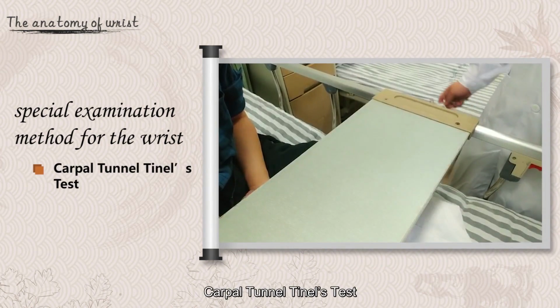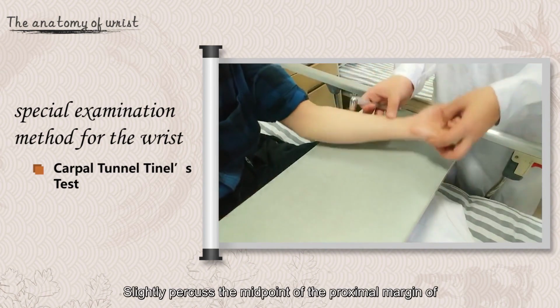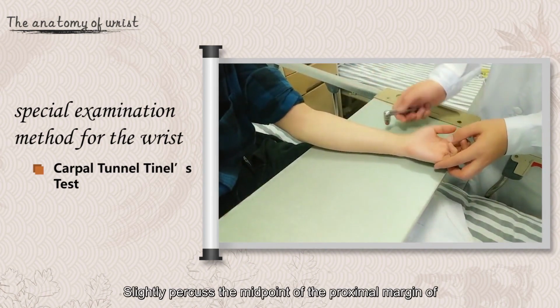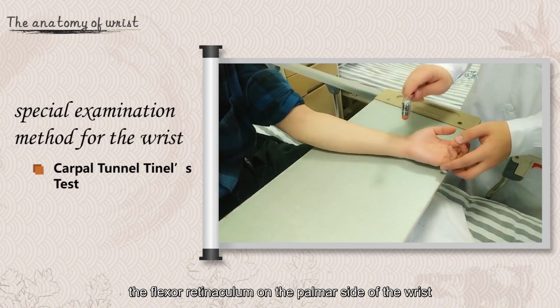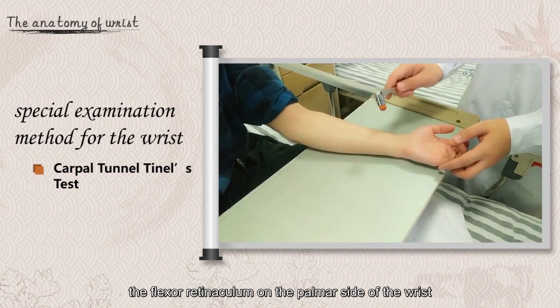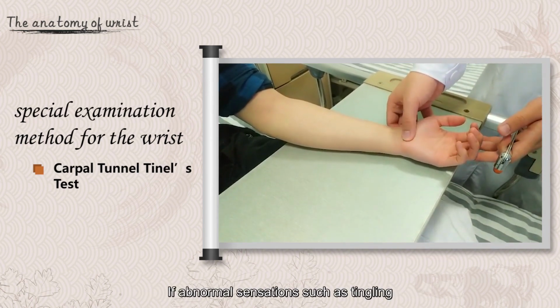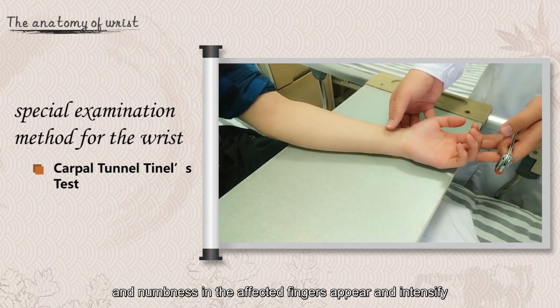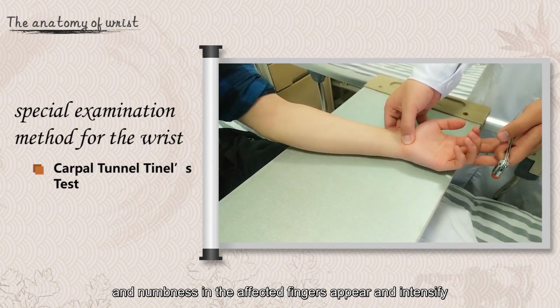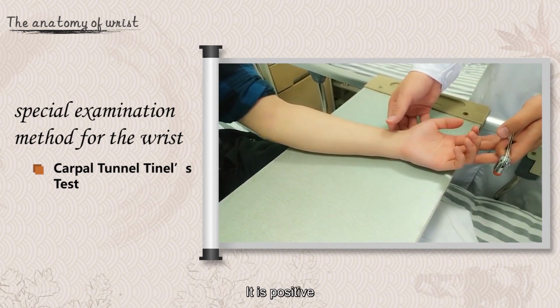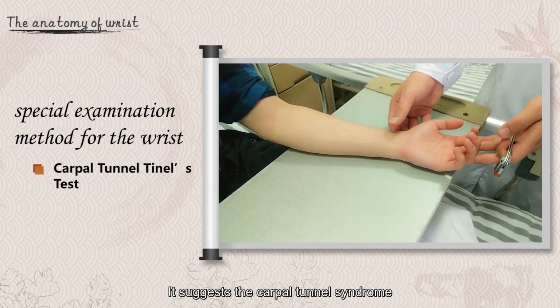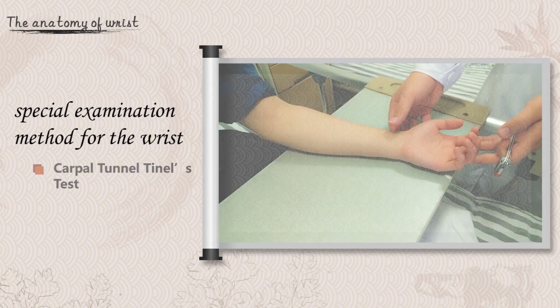Carpal tunnel percussion test. During operation, slightly percuss the midpoint of the proximal margin of the flexor retinaculum on the palmar side of the wrist. If abnormal sensations such as tingling and numbness in the affected finger appear and intensify, it's positive. It suggests carpal tunnel syndrome.